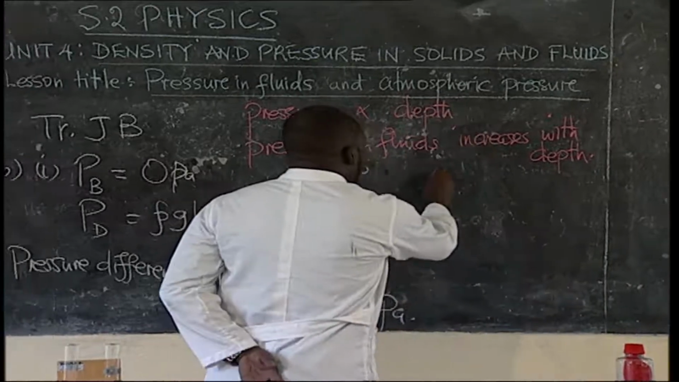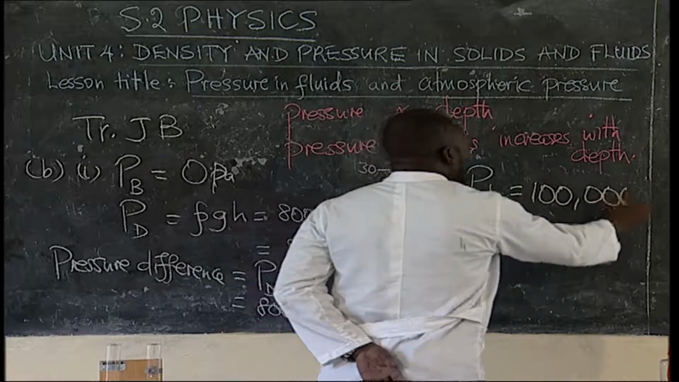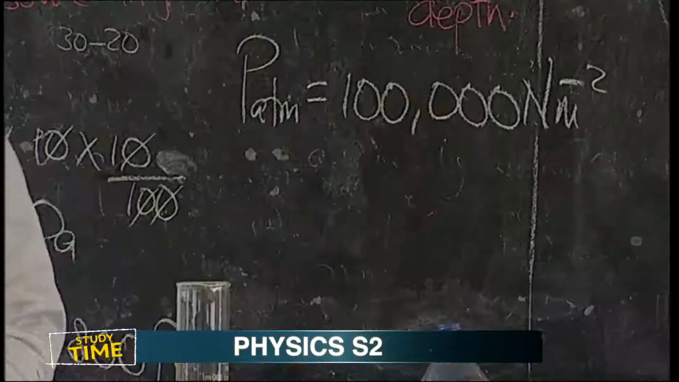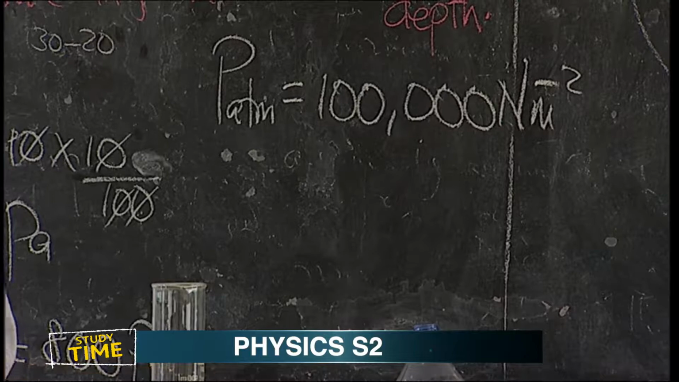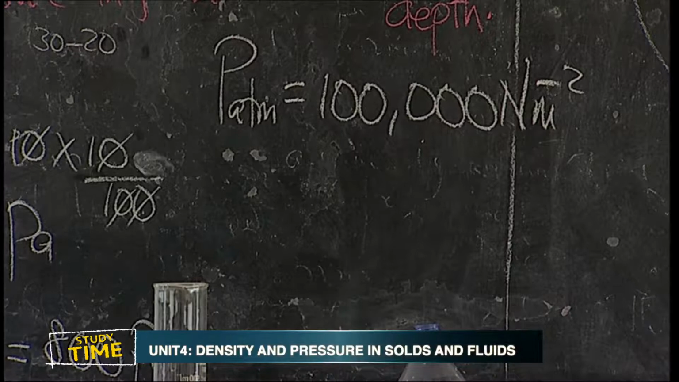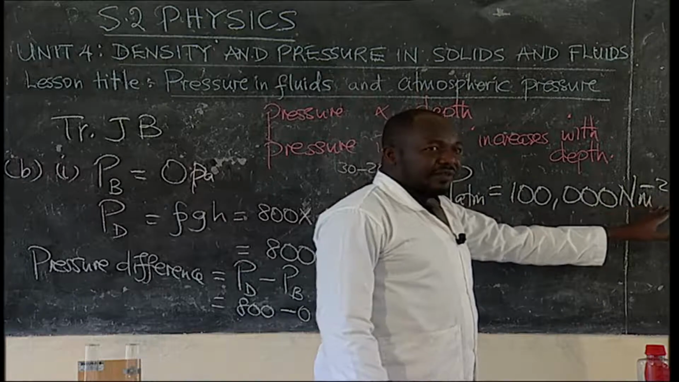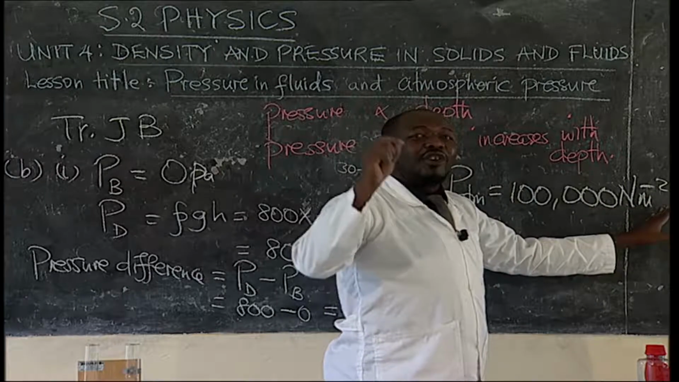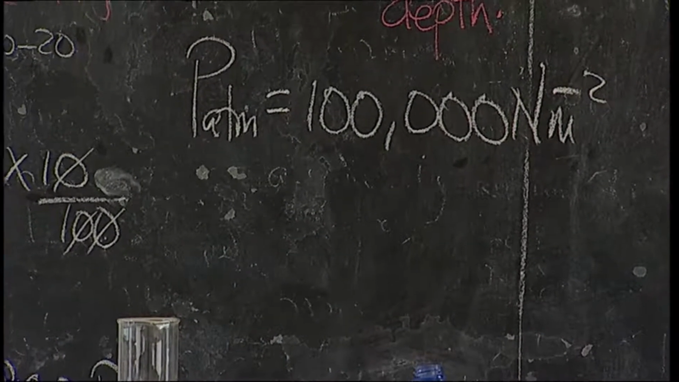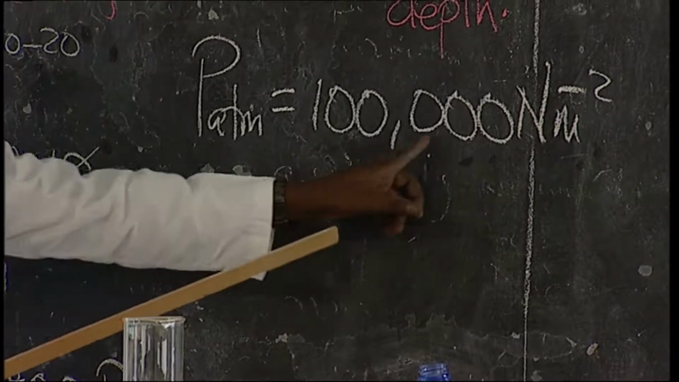And at sea level, the standard atmospheric pressure is about 100,000 newtons per meter squared. Can you imagine? If you have an area of 1 meter squared, you have learned that before, the pressure that is going to produce on such an area is 100,000 newtons per meter squared. So every meter squared has got a force of 100,000. That is how powerful the atmosphere is. So later on, we shall look at how to measure atmospheric pressure and how we come out with this value.